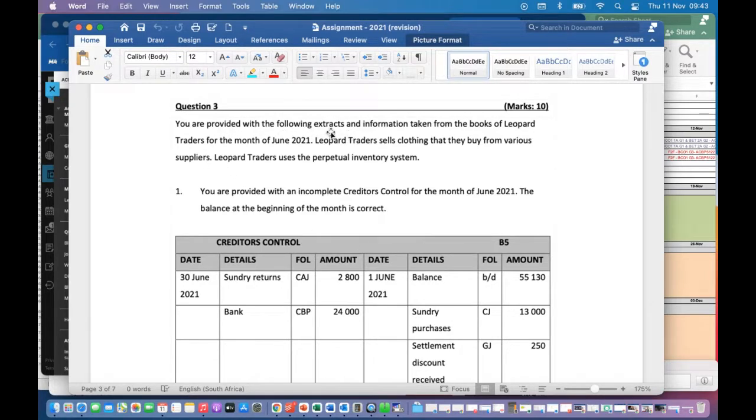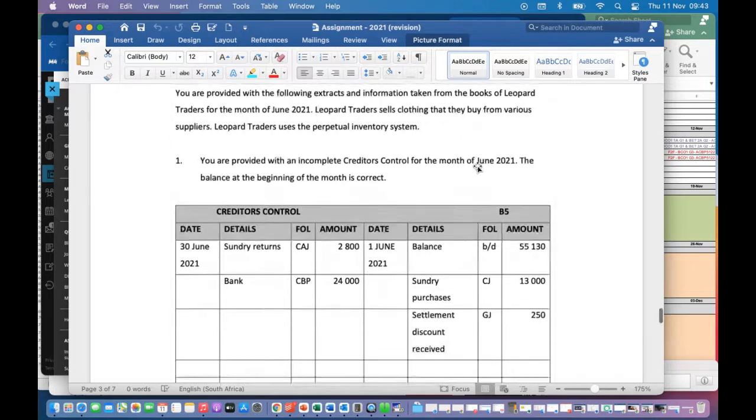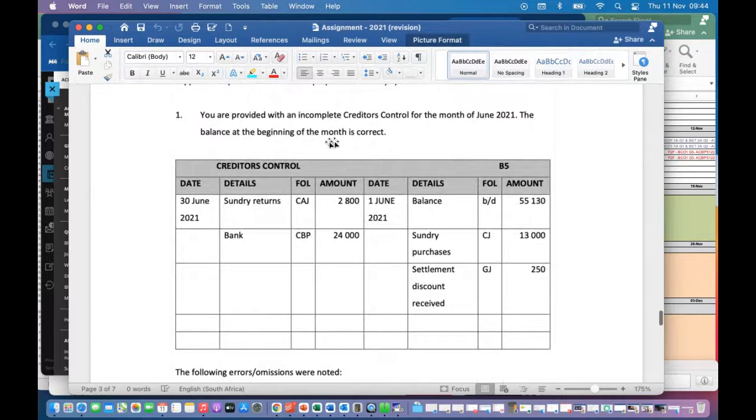You're provided with the following extracts and information taken from the books of Leopard Traders for the month of June 2021. Leopard Traders sells clothing that they buy from various suppliers. Leopard Traders uses the perpetual inventory system. You are provided with an incomplete creditors control for the month of June. The balance at the beginning of the month is correct. So we know this balance of 55,130 is perfect. It's correct. It's fine.